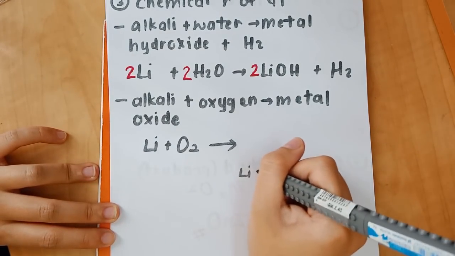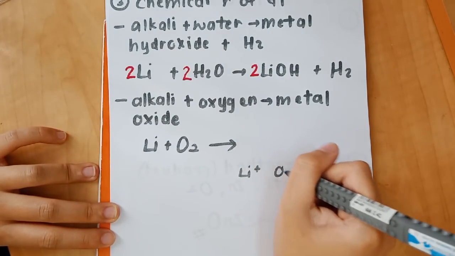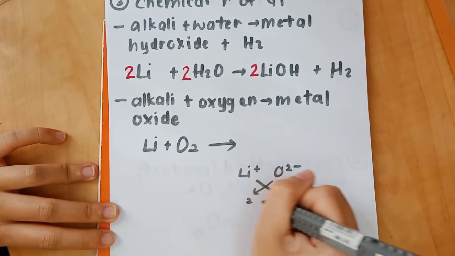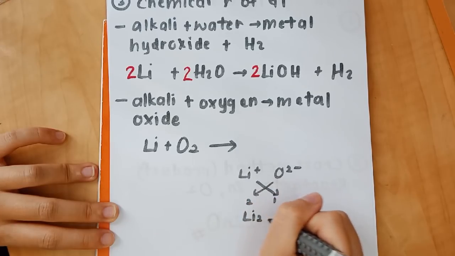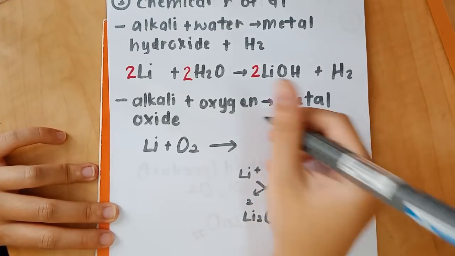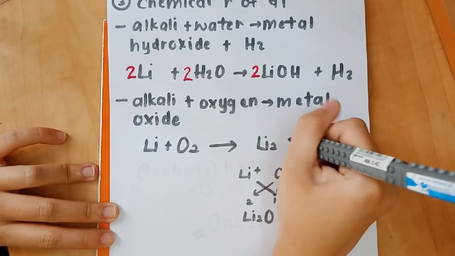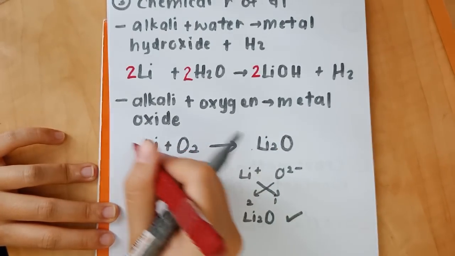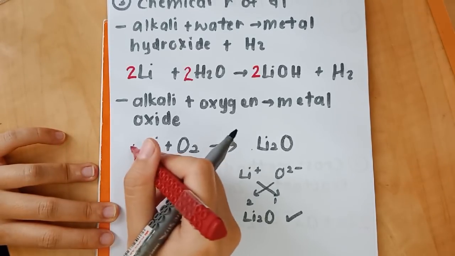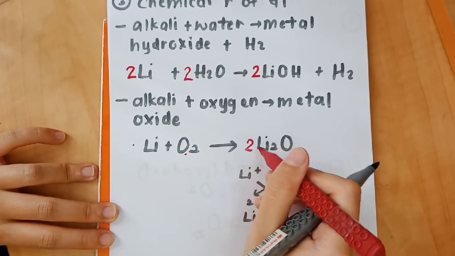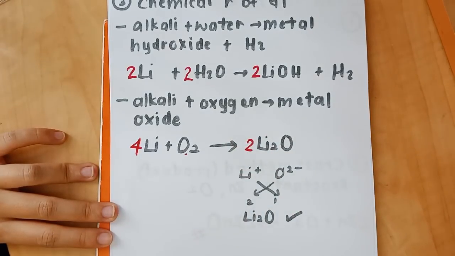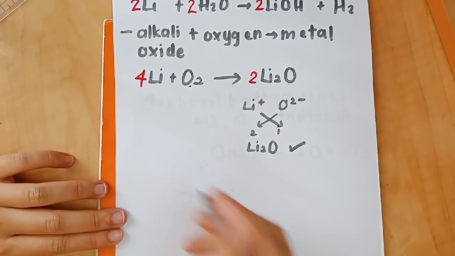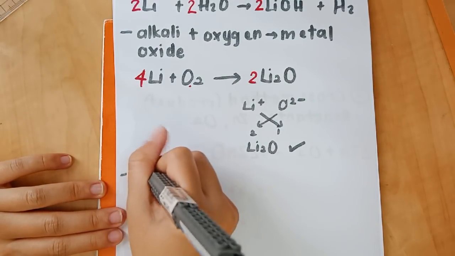Another chemical reaction of group 1 is that when an alkali metal is added to oxygen, you'll get lithium oxide, and I'm using the cross method again to determine the product. As you can see, the 1 from Li goes to O, and then the 2 from O goes to Li. So the product that you get is Li2O based on the cross method. And then again, I'm just balancing the chemical equation once I know the product.